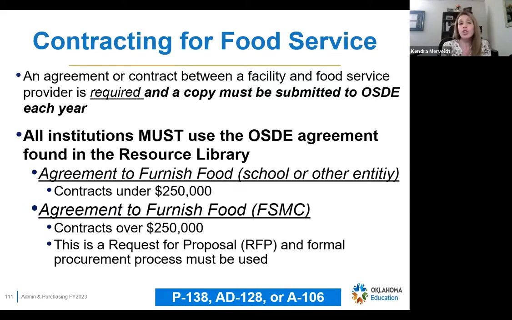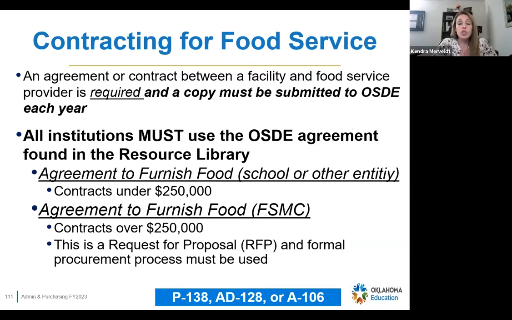Now, we also have a contract for food service. Many of you may actually get food from, say, a school district or from a vendor, so every day they're bringing you food. Say today for lunch, it's spaghetti with green beans, peaches, a roll, and milk. And every day they're bringing that to you hot, and you're just serving it out. That's what we mean by contracting for food service.